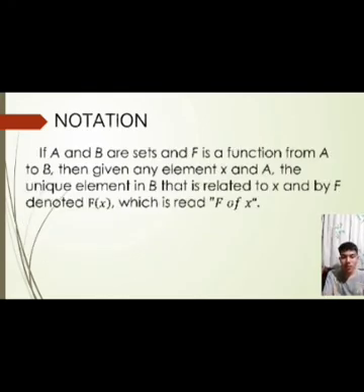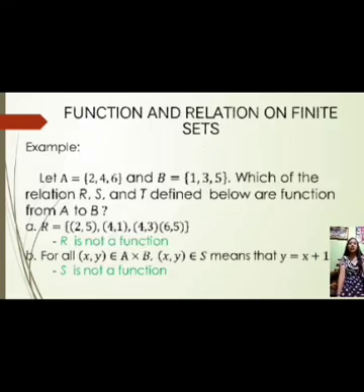Notation. If A and B are sets and f is a function from A to B, then given any element x in A, the unique element in B that is related to x by f is denoted f of x, which is read f of x. Function and relation on finite sets. Example: let A is equal to the set 2, 4, 6, and B is equal to 1, 3, 5.